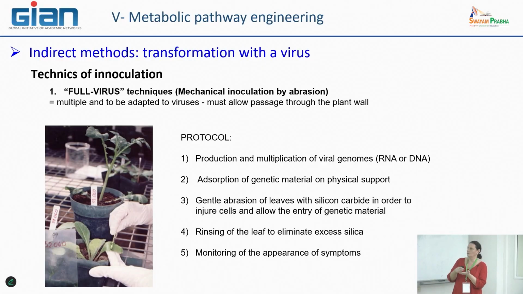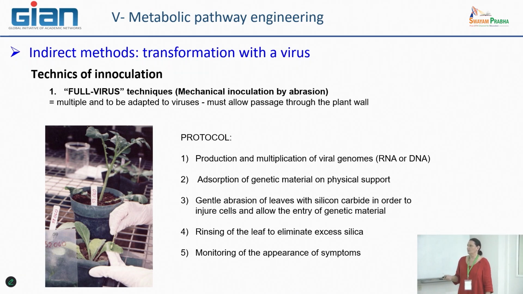So this way, you take some silicon carbide. You make some physical damage to the external layer of the plant cell, mainly the cuticle, and also the epidermis. After that, you can put some particles inside, and this way they could be diffused in the leaf by plasmodesmata, and afterwards in the whole plant by the same system, phloem or plasmodesmata.